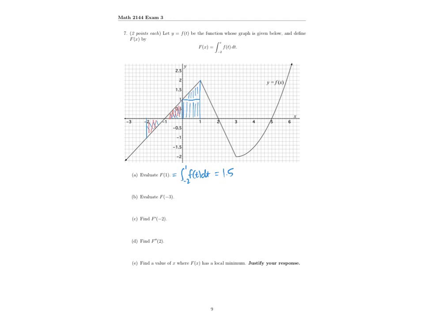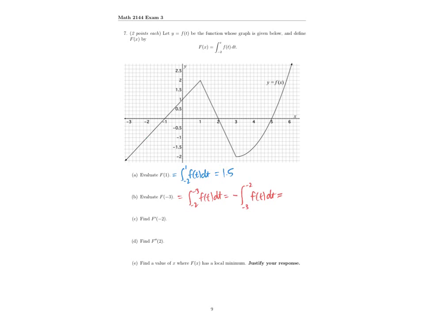All right, F of -3, let me erase all that. So F of -3 is going to be, I'm going to plug -3 in for x. So the integral from -2 to -3 of f of t dt. The first thing you might notice is that it's backwards, right? So it should be the negative integral from -3 to -2 of f of t dt. Okay, so now I can make sense of that area.